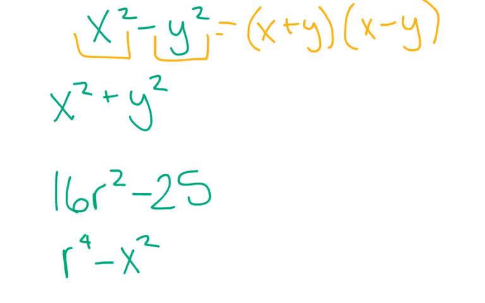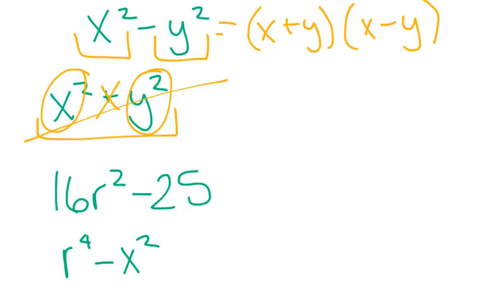Over here, we have x squared plus y squared. This is not a difference of squares because even though both of these are squared quantities, we are not subtracting them from each other, so we can't use our pattern from above to factor those.